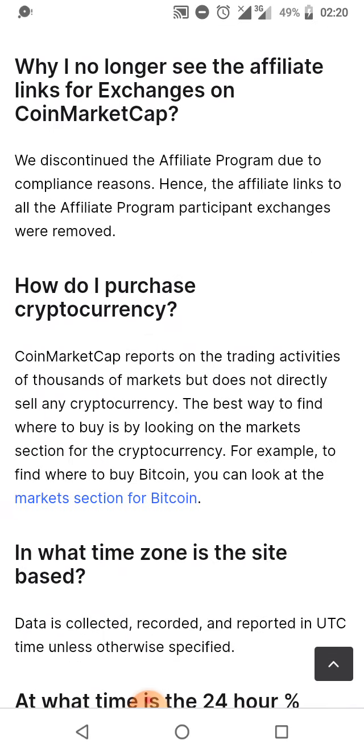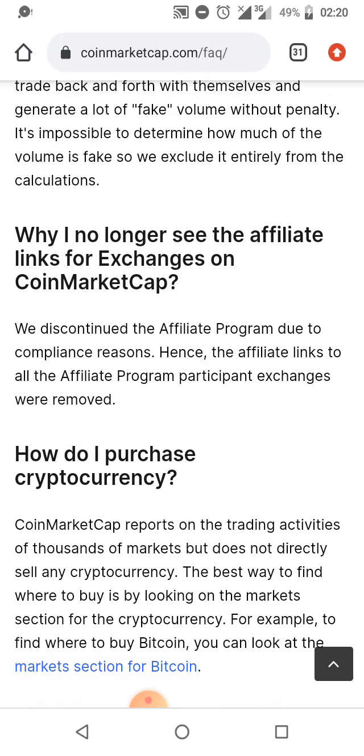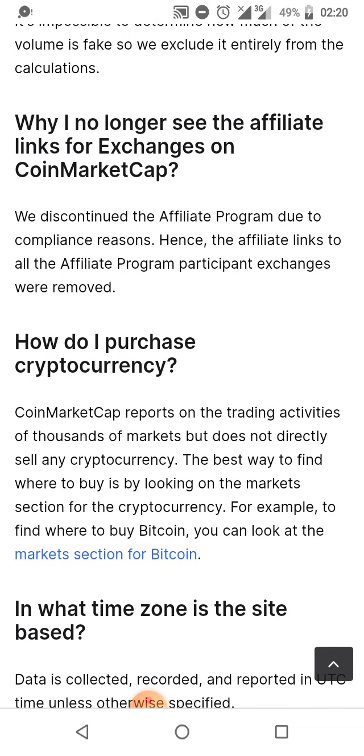So why do I no longer see the affiliate links for exchanges on CoinMarketCap? We discontinued the affiliate program that was running on CoinMarketCap earlier on. So hence the affiliate links to all the affiliate program participant exchanges were removed.